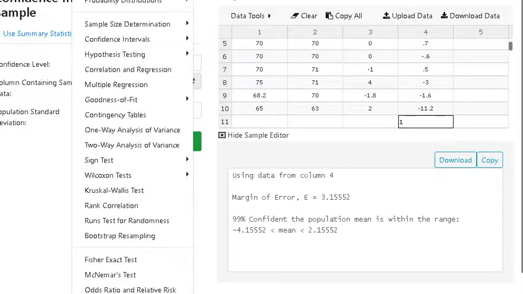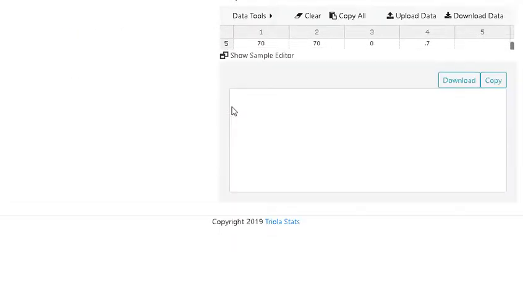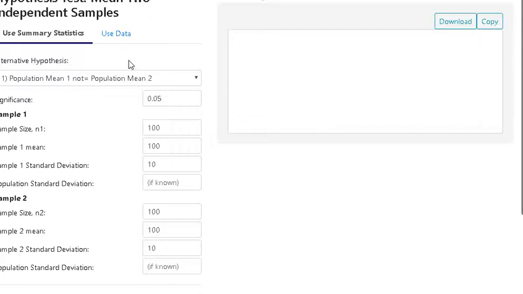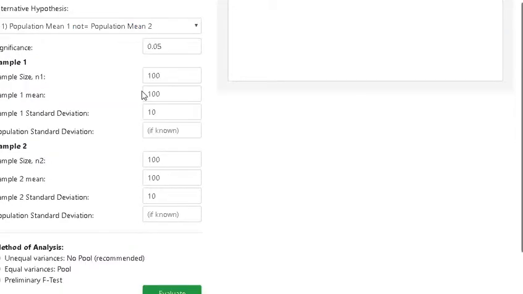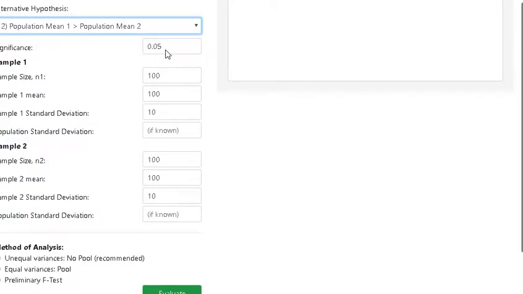We're going to go to analysis. And then where? Thank you. Hypothesis testing. Mean 2 samples. And we're going to use summary statistics. Now, before I get lost in all these summary statistics, what form of the alternative hypothesis should I choose? 1, 2, or 3? Good. Mu sub 1 is greater than mu sub 2.